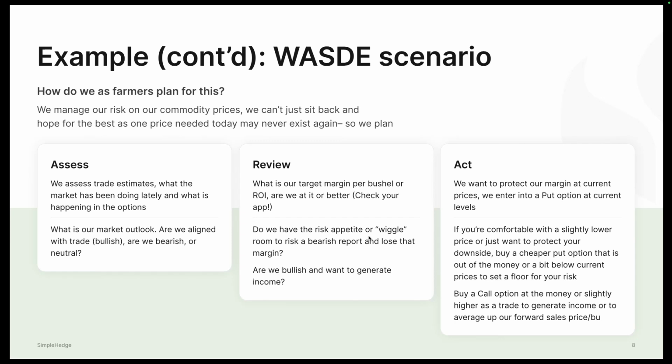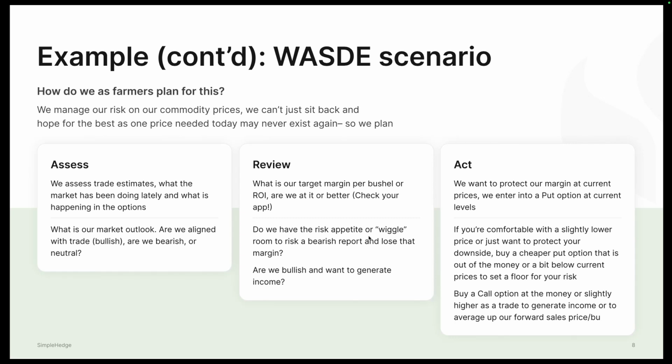Next, we want to act on all this that we've put together. So, what is your margin, your ROI? Are we wanting to protect at current prices? If we are, then we want to enter into a put option at current levels. We want to make sure that that price that there is today, that's got good margin, good ROI, we just want to make sure we protect it in case the report comes out and it's bearish. That put option will help protect us on the value erosion to the downside.